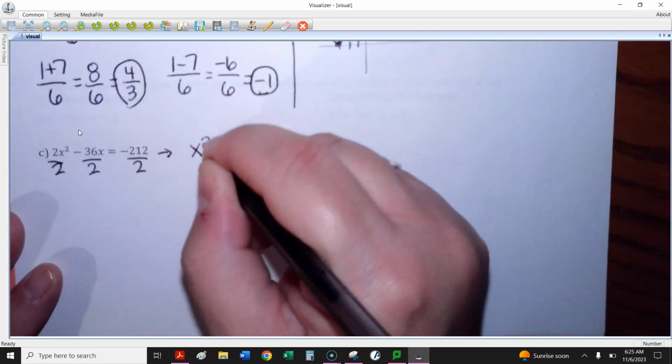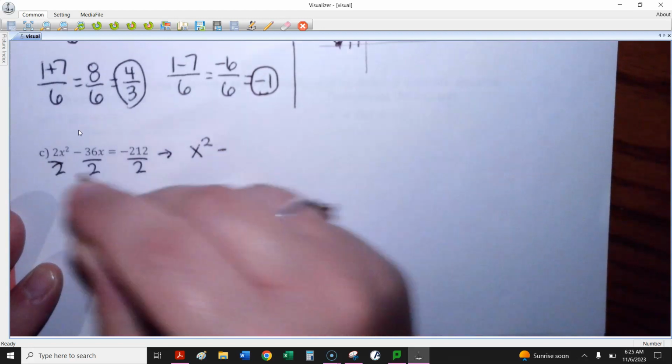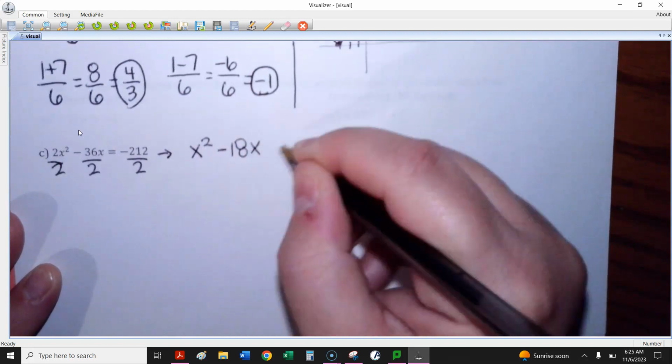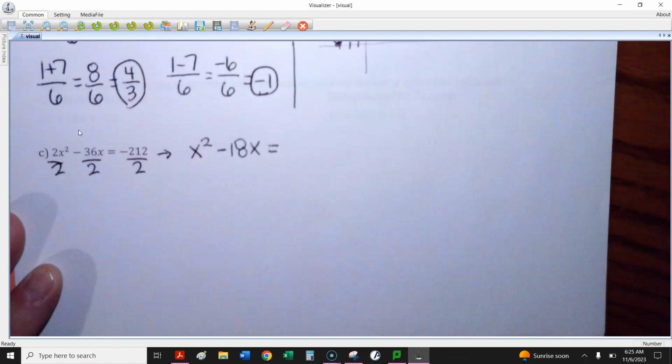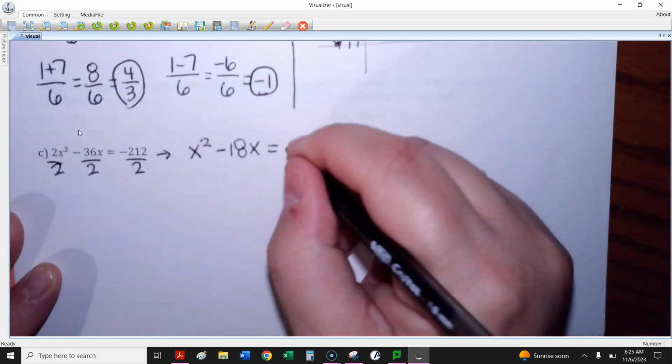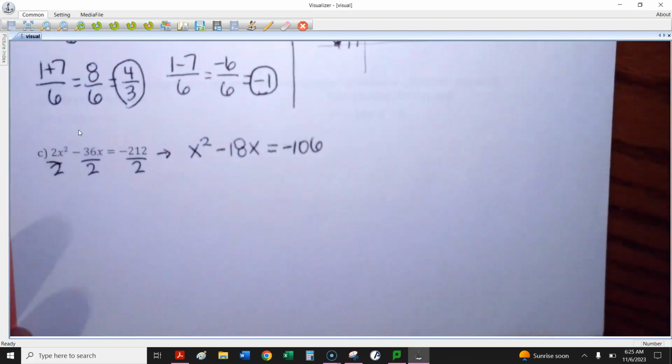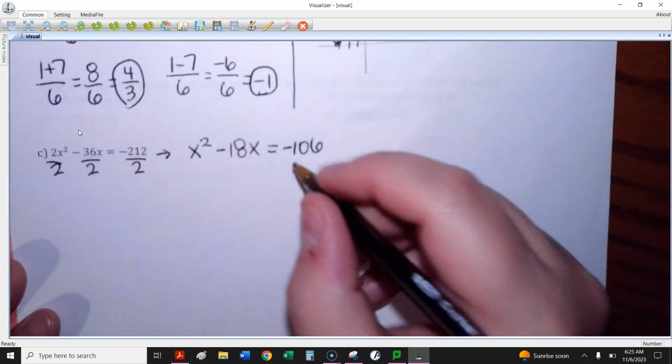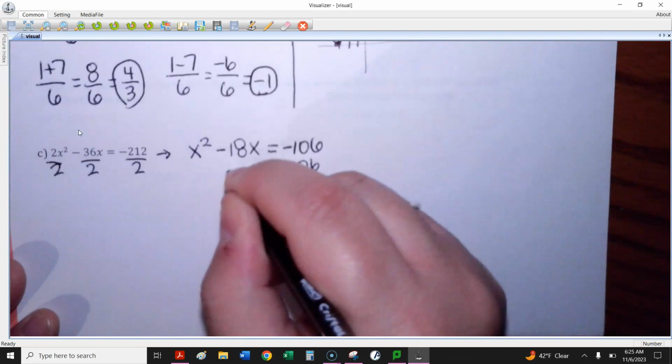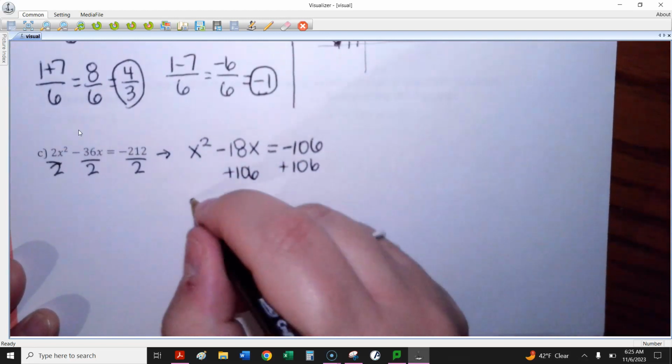So this would be x squared. 36 divided by 2 is 18. So minus 18x. And then 112 divided by 2 is going to give us 106. So I haven't set that equal to 0 yet. I probably should have done that first, but let me do that now. So I'm going to set this equal to 0 before I identify my A, B, and C values.